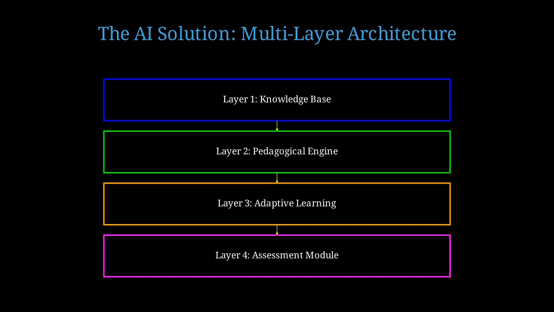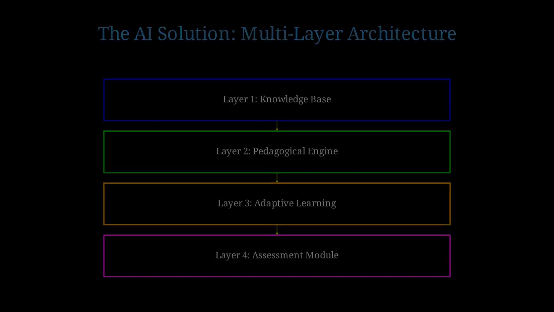The artificial intelligence system designed to replace this professor uses a sophisticated multi-layer architecture. Let me show you how this system is structured. The system consists of 4 primary layers that work together. The knowledge base contains all the microfluidics content. The pedagogical engine determines how to present this information. The adaptive learning layer adjusts to each student's pace. And the assessment module continuously evaluates understanding.